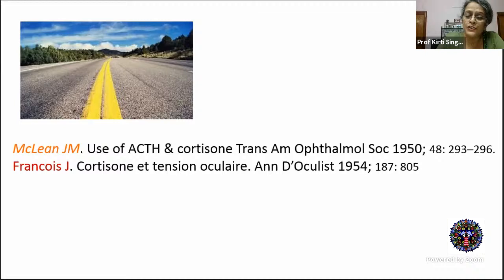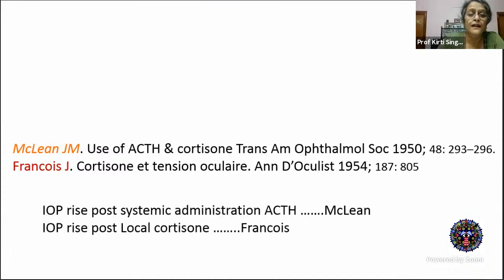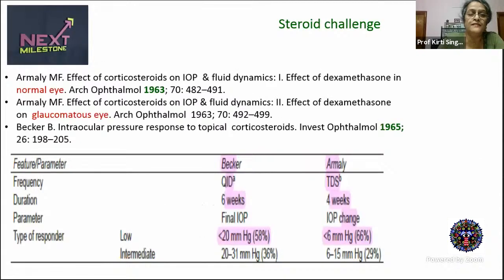So we've seen that the magnitude of SIG is tremendous. It's something which is actually made in India, and we don't want it to be made in India. How did the journey of SIG start? It came because of McLean and Francois, who reported that the use of ACTH and cortisone resulted in a high intraocular pressure way back in 1950, more than 70 years down the line. After that, McLean confirmed that after systemic administration and local cortisone, the pressure rises.